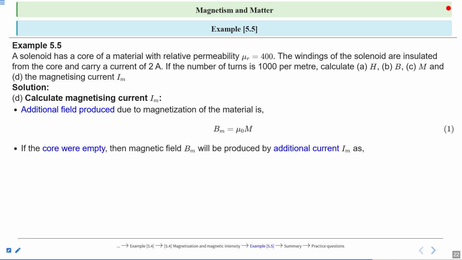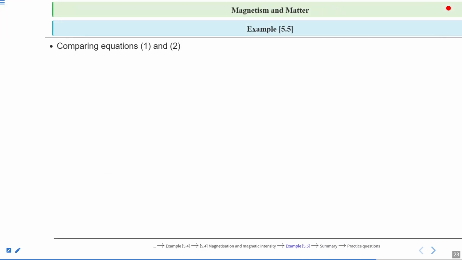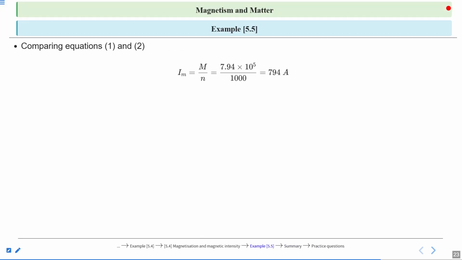Now, if the core were empty, if we remove the material, then the magnetic field Bm will be produced by the additional current we are giving, Im. So it will be Bm equal to mu naught N Im. Mark it as second equation. Now compare 1 and 2. So Im will be equal to M by N, which is 7.94 into 10 raised to power 5, the value of M we calculated in the previous part, upon 1000, which results in 794 ampere. So Im will be 794 ampere.